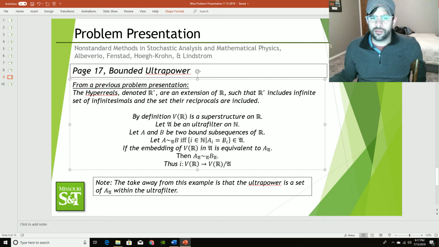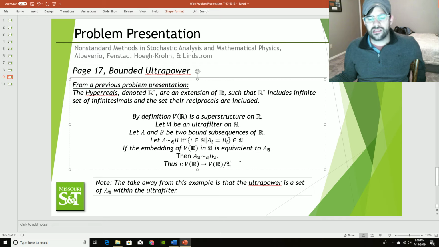So we're saying basically that the ideals within A and B are exactly the same, and that set is all within the ultrafilter. That's how I understand it. So basically I'm saying that if the embedding of the superstructure on R is in the ultrafilter, which is equivalent to the equivalent set denoted by this subscript of the ultrafilter, then this is also the case, right? Which is the equivalence class of A under the ultrafilter U is equivalent to the equivalence class of B.